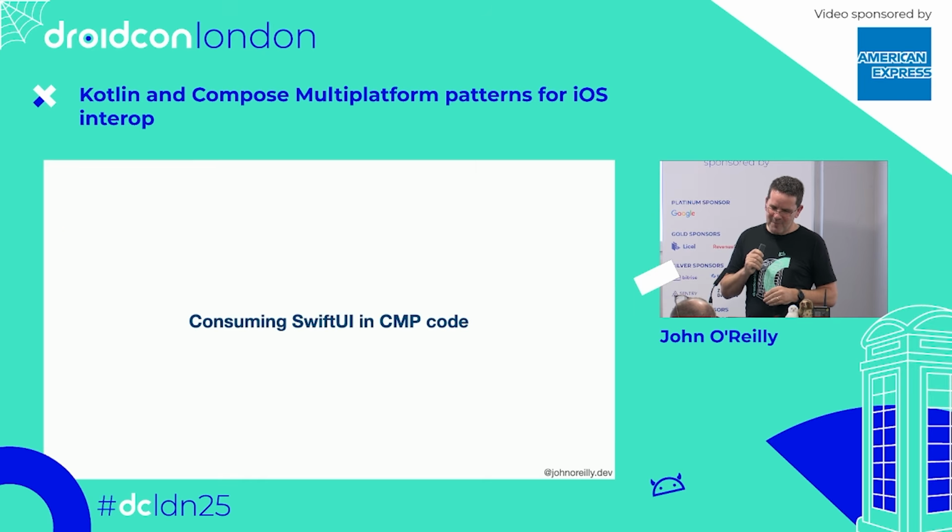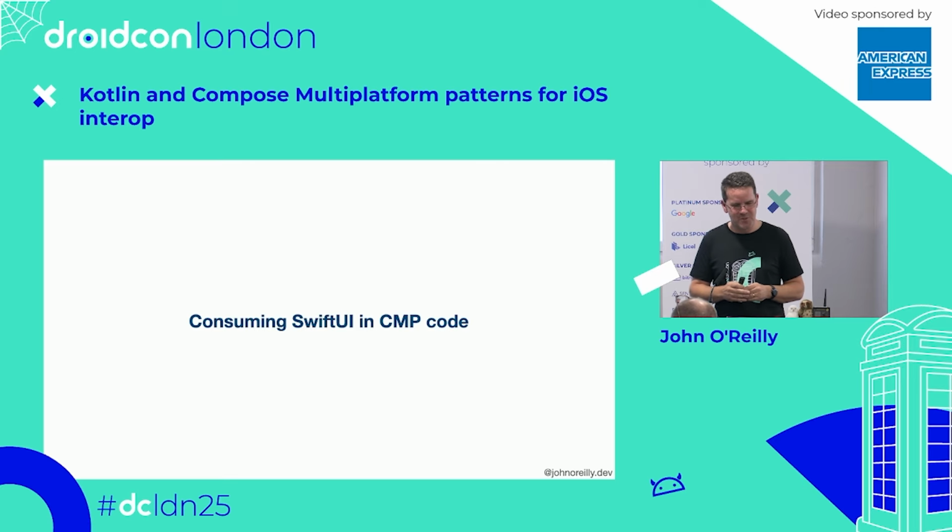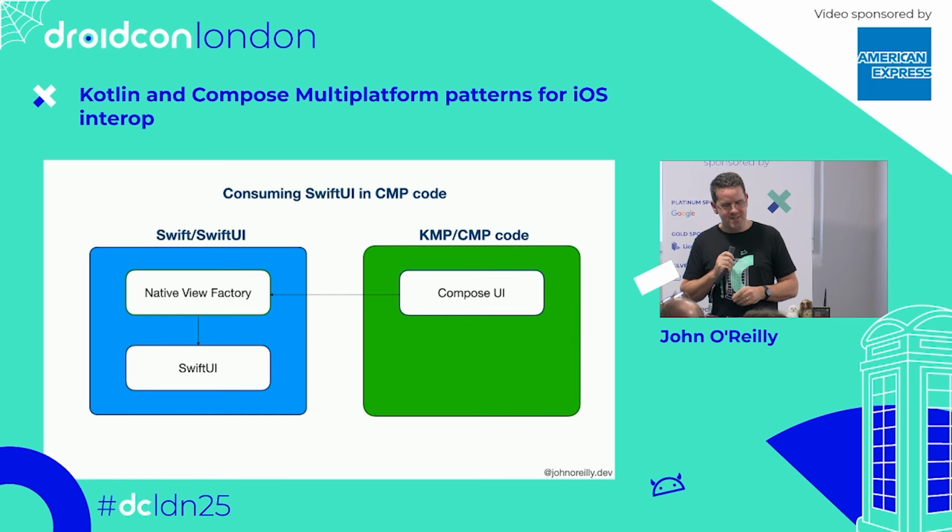Where things get a little more complicated is when we want to consume SwiftUI views in our Compose code. And this is usually enabled through use of what you might call a native view factory class. This is a Swift class that implements a Kotlin interface and is responsible for creating SwiftUI views that our CMP code can use. The general approach here is the same as we mentioned earlier for consuming Swift in shared KMP code, with an instance of that view factory being passed to and used from shared KMP code in this case.